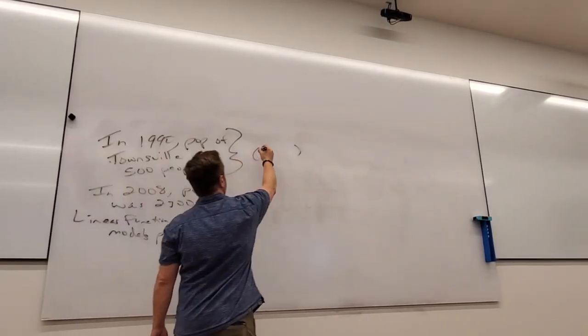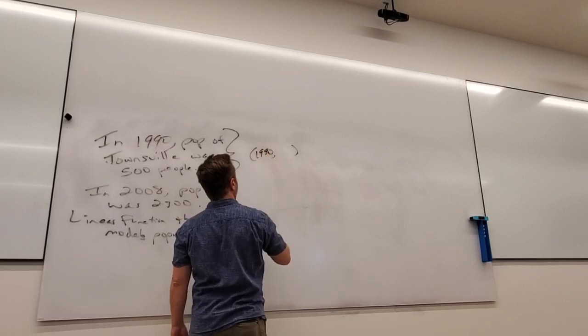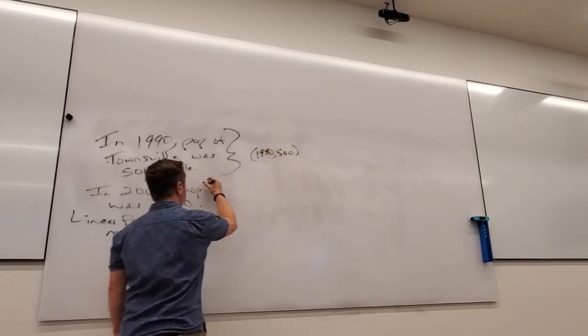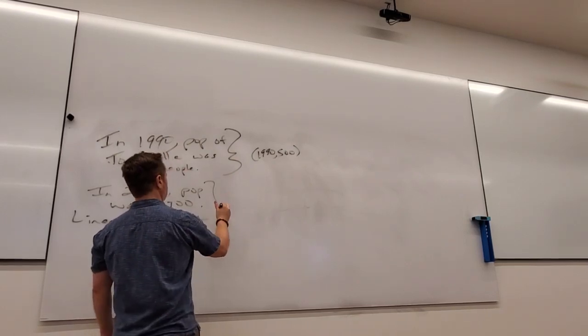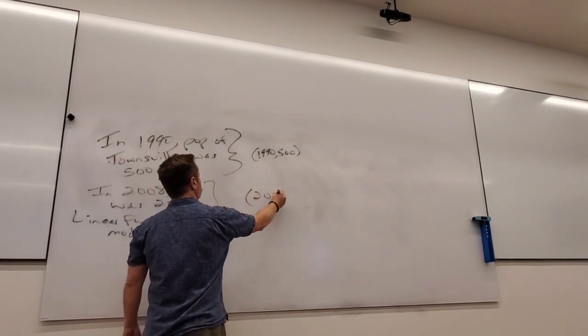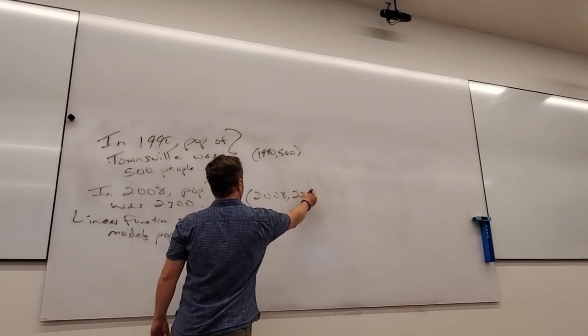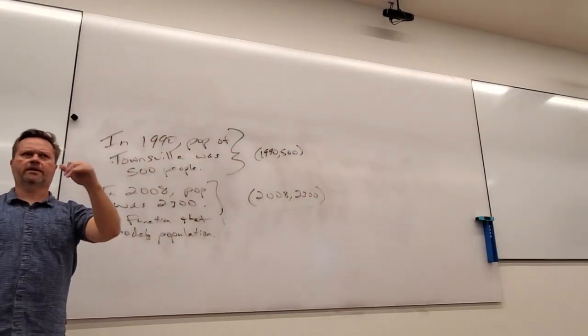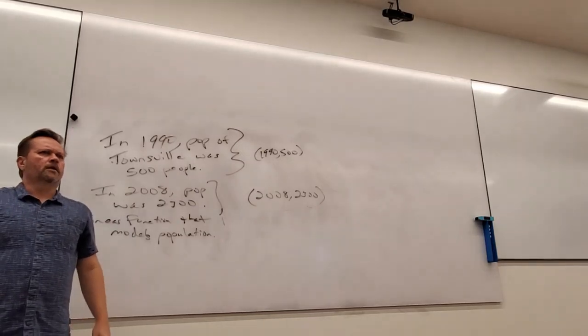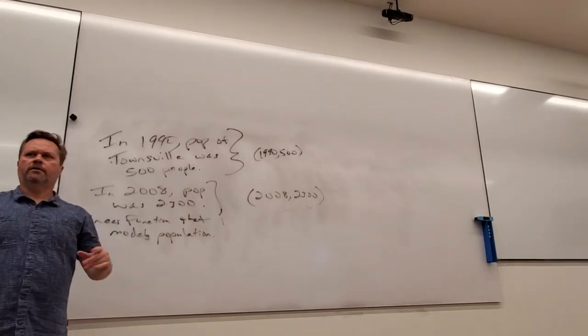1990, 500. All right, so somebody else tell me this information. 2008, 2300. You guys all agree that those points are a little bit gross? I mean, look at the X values, right? So let's improve that a little bit.